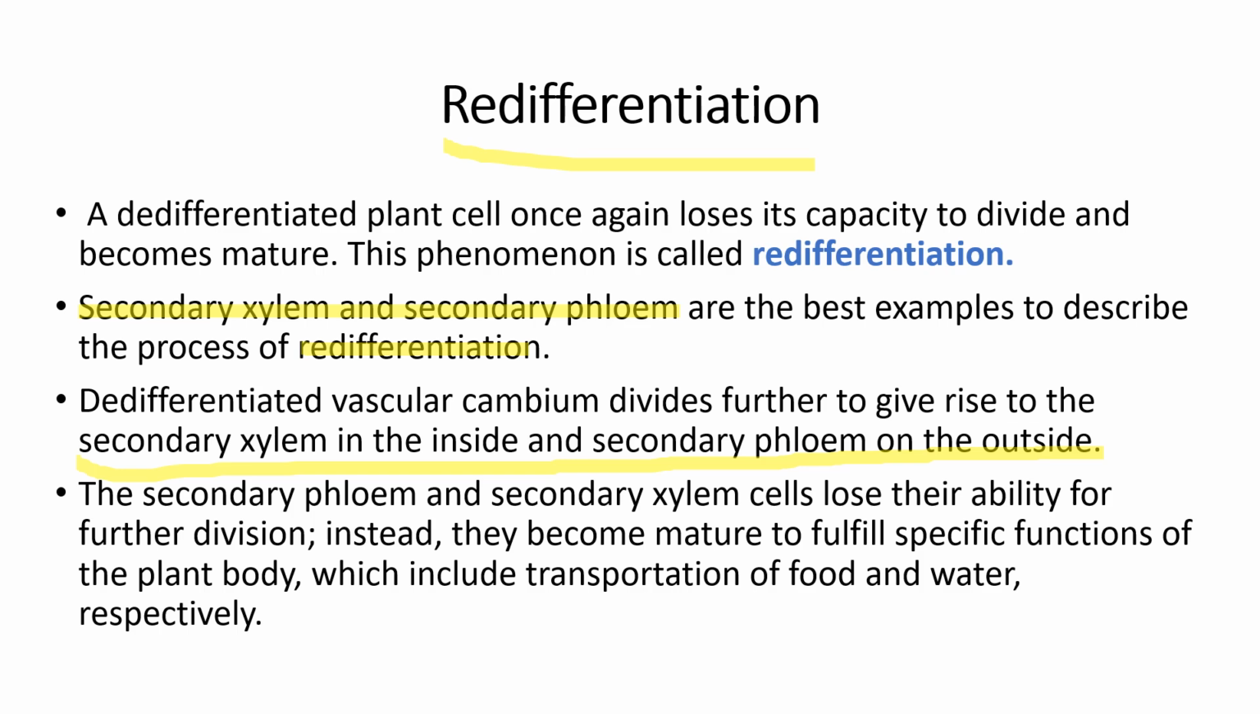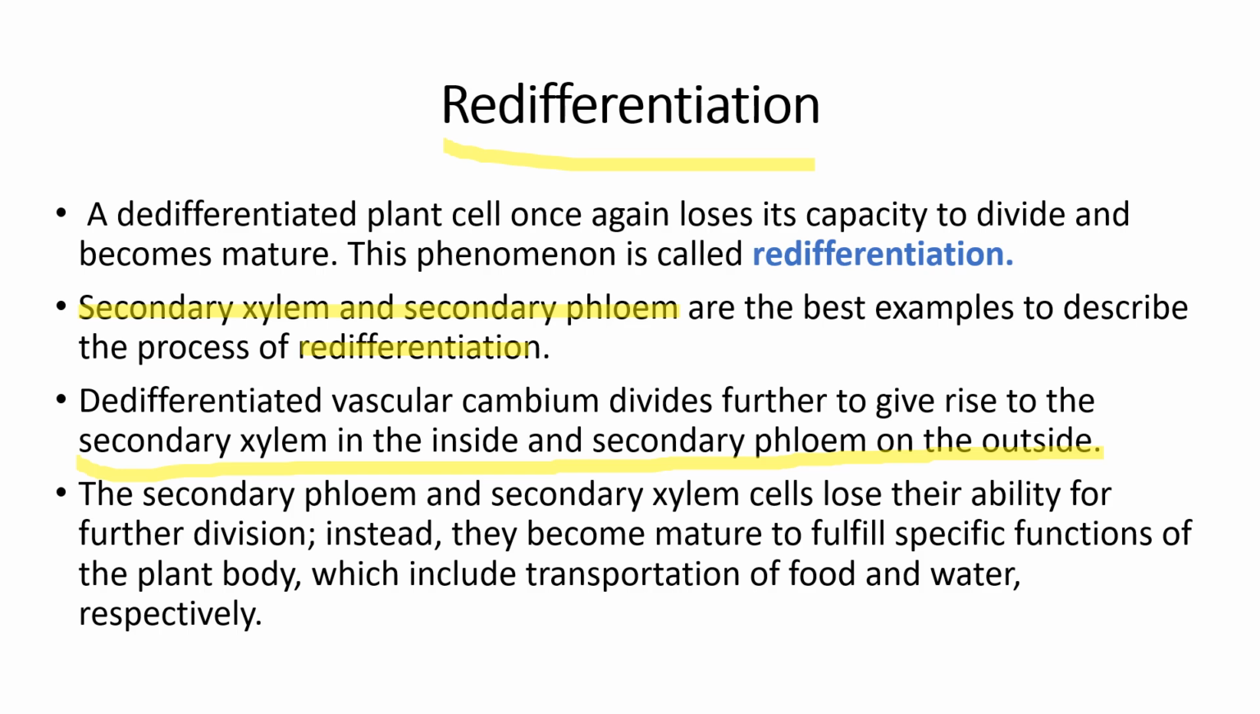So the secondary phloem and the secondary xylem lose their ability for further division, because they are in the mature state. They become mature. After this, there will be no redifferentiation in them.